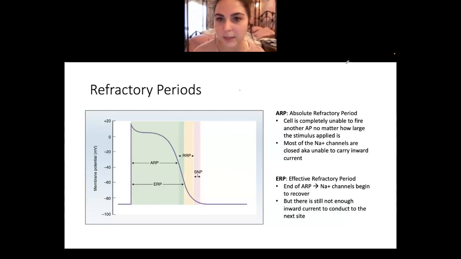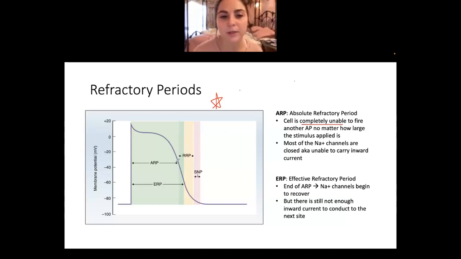So back to good old Costanzo. Remember ARP, ERP. Your ARP is your absolute refractory period. We're talking about the contractile cell action potential. A refractory period is when you cannot get another action potential if you were to get a stimulus within this period. So the absolute refractory period is when the cell is absolutely unable to fire another action potential. Doesn't matter how strong of a stimulus you give it.